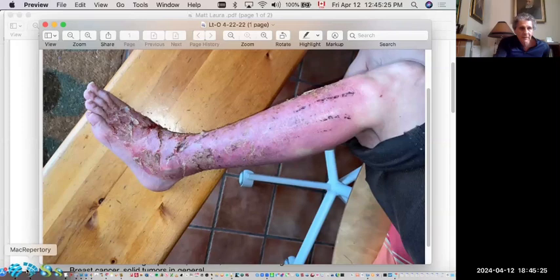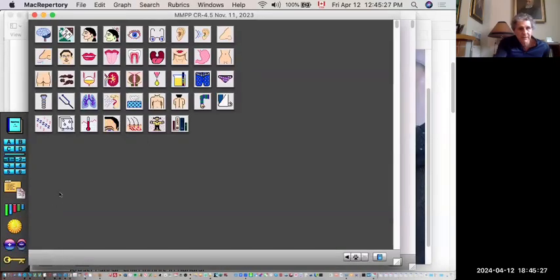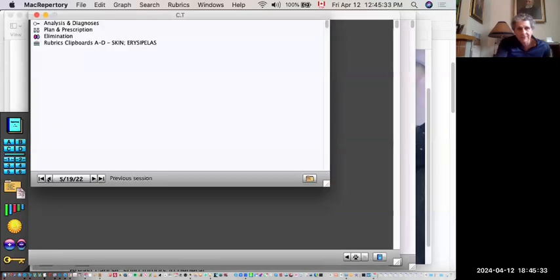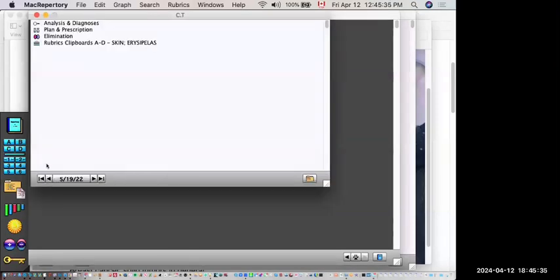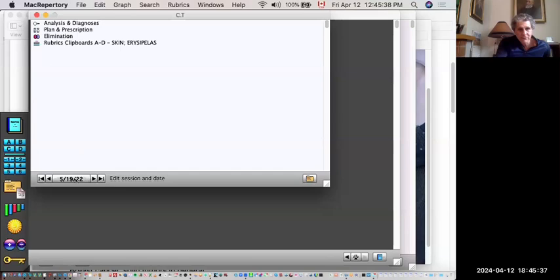So now I'll show you. You can see the repertory, right? Yes. Okay, very good. So here we're in May 2022. The legs, you saw the picture, was in April, so about a month before.